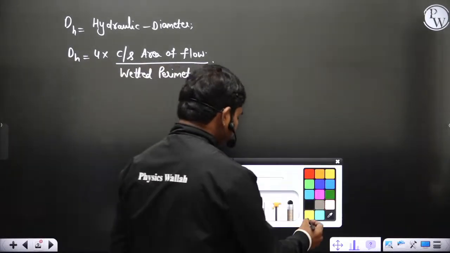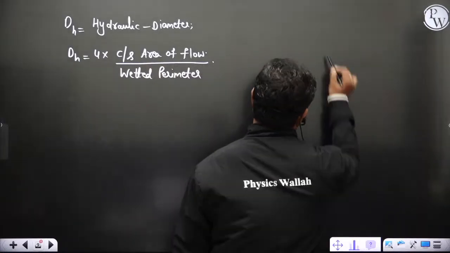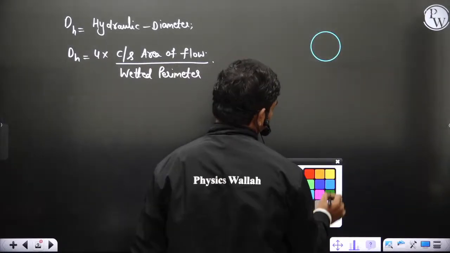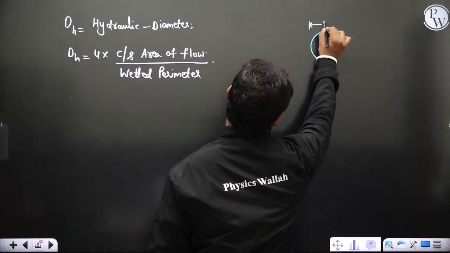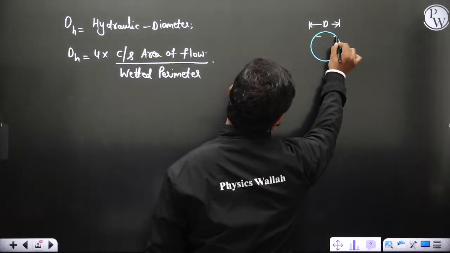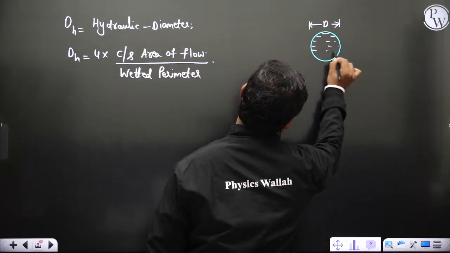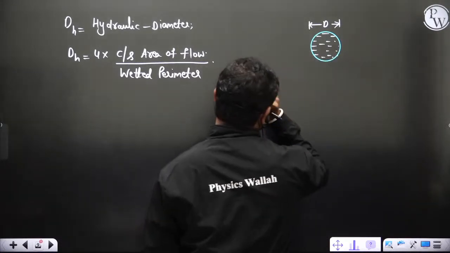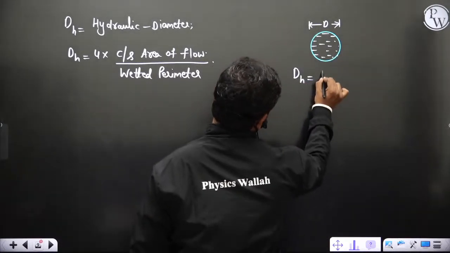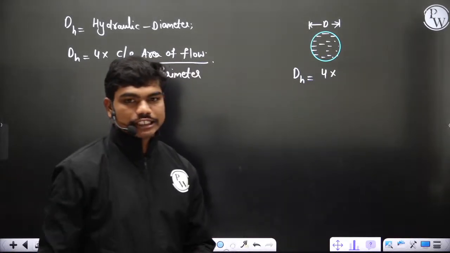Normally in case of pipes, what's happening is, see, if this is a pipe, for example, and this is a cross section, I mean it has a diameter d, and let us suppose the fluid is flowing completely. Then if you calculate hydraulic diameter, 4 times the area of cross section of the flow.